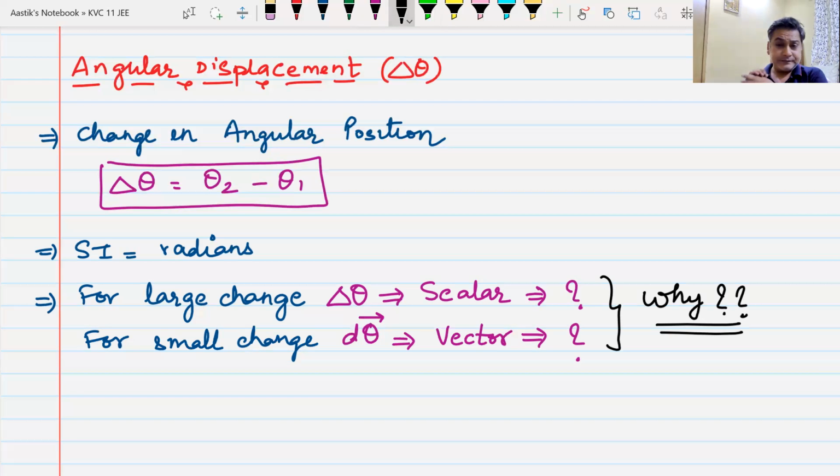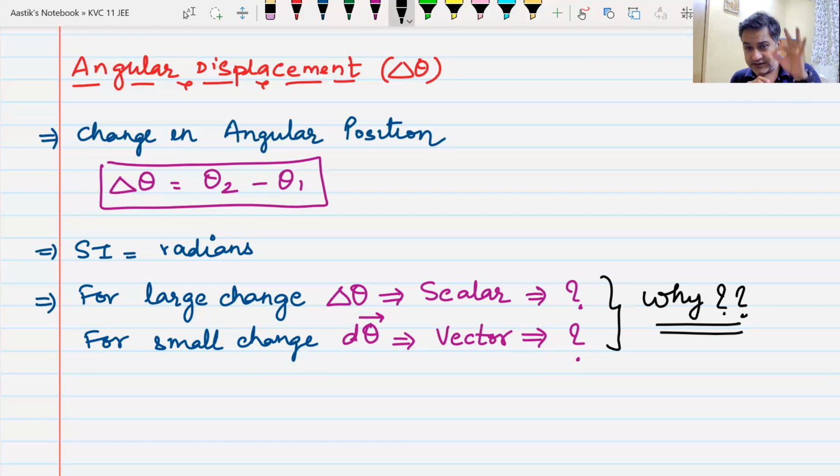Well, if you don't know, find it out. Why a large change in angle is taken as a scalar quantity and a small change in angle is taken as a vector quantity, I will leave that to you. So delta theta is a scalar, but d theta is a vector. So far, so good. Have you understood this?